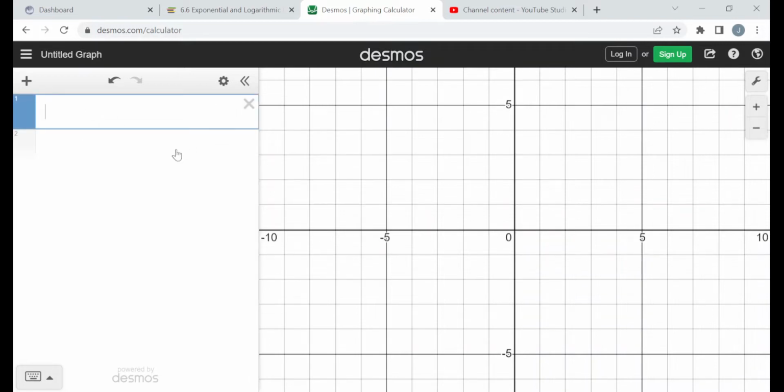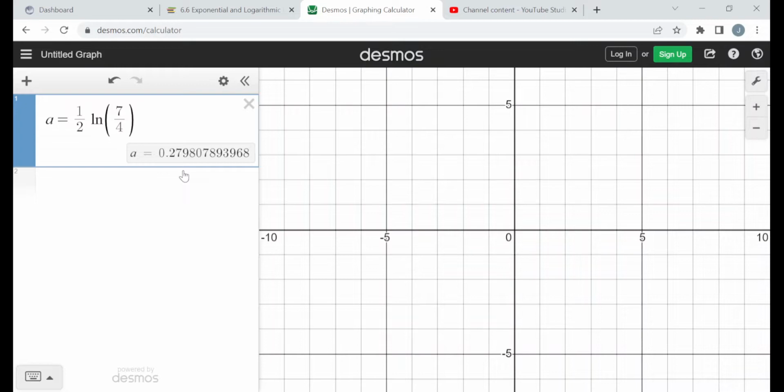So, and I'm going to call this A. A equals 1/2 times the natural log of 7/4. So if I'm rounding this to the nearest thousandth, that'd be 0.2798, so 0.28. Approximately 0.28 is the solution.